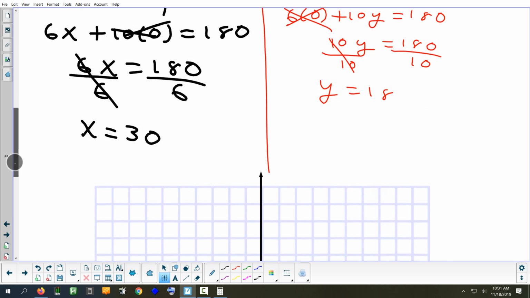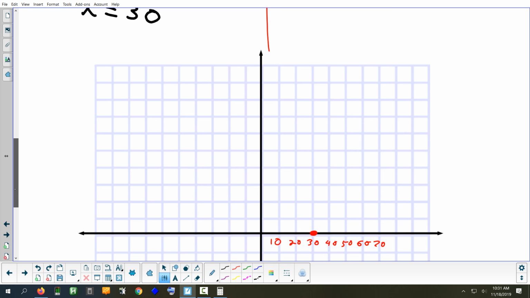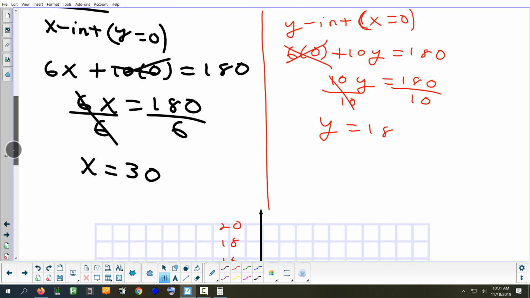So I think what I want to do, I don't want to go by 10s. I think I'm going to go by 2s. So is that going to be enough? I think it should be. 2, 4, 6, 8. Yep, perfect. So it said the y-intercept is at 18.